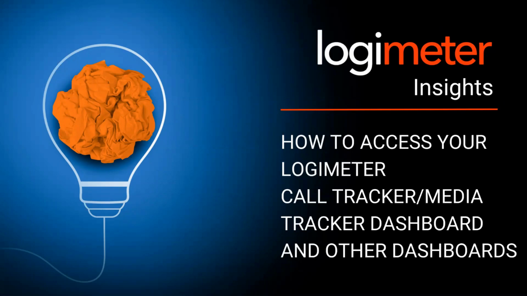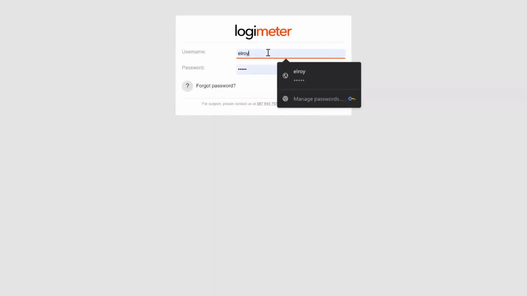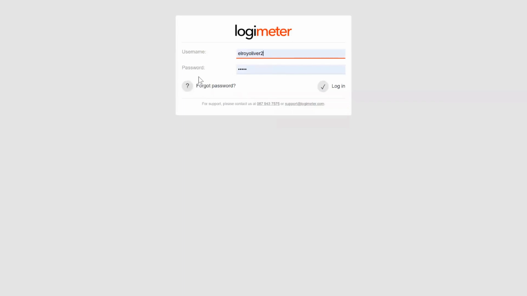In order to log in, go to logimeter.com and select Login. Insert your username and password. If you forgot your login details, use the Forgot Password option, or alternatively, drop us an email and we'll have this reset and resent to you.